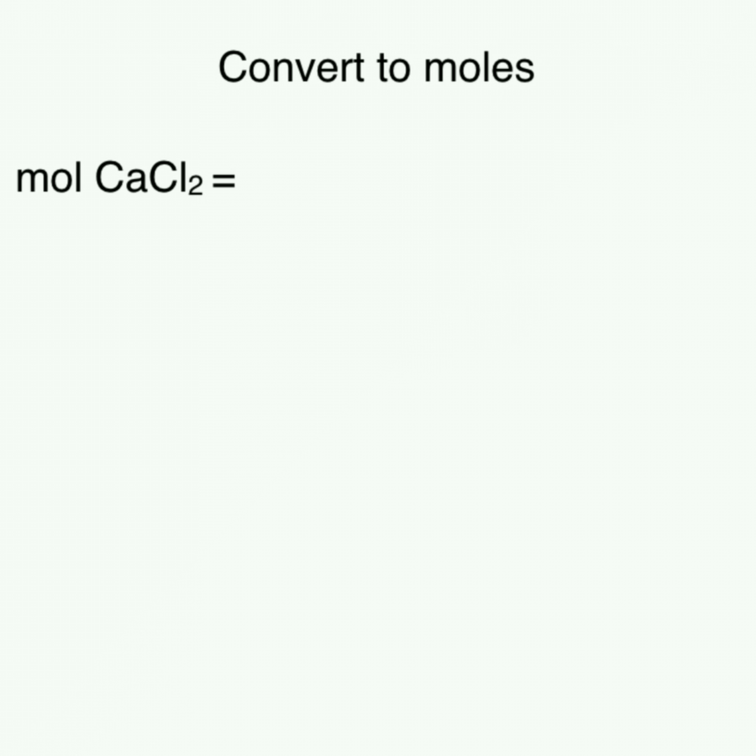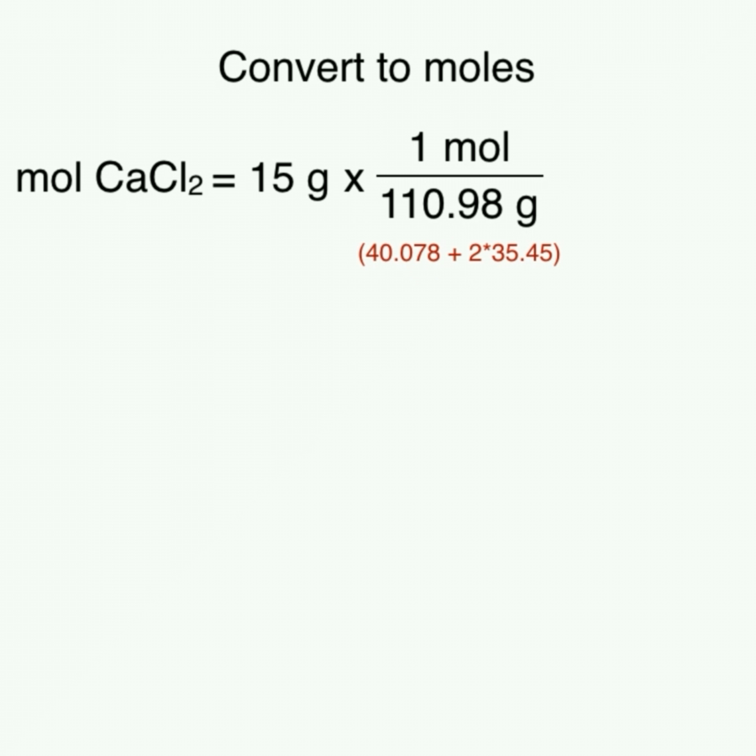The number of moles of calcium chloride is equal to the mass of calcium chloride, 15 grams, divided by its molar mass, 110.98 grams per mole. This molar mass was calculated by adding the molar mass of calcium, 40.078 grams per mole, and 2 times the molar mass of chlorine, 35.45 grams per mole. Our grams unit cancels out, and we're left with 0.1352 moles of calcium chloride.